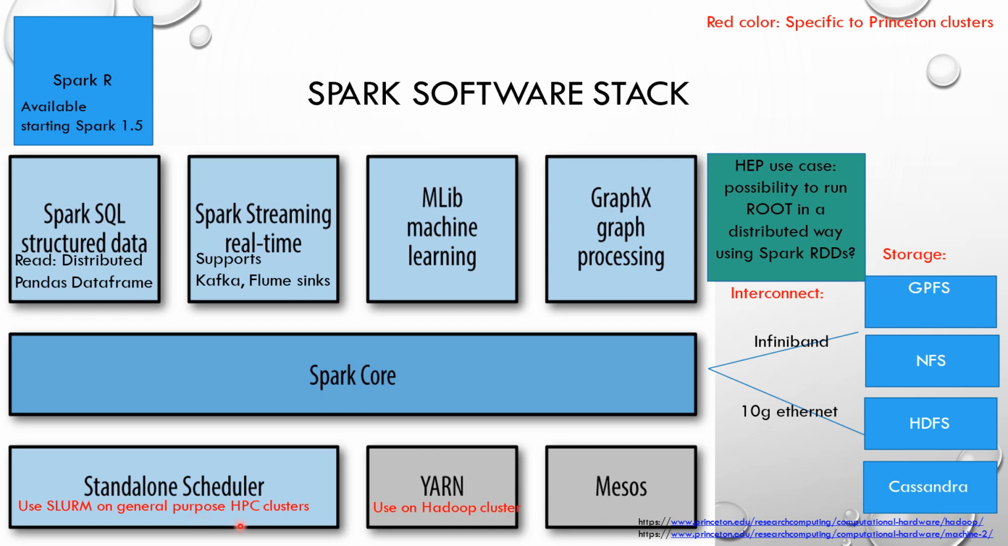Use case: possibility to run ROOT in a distributed way using Spark RDDs. GPFS storage, interconnect InfiniBand, NFS, 10G Ethernet, use Slurm on general purpose HPC clusters, used on Hadoop clusters.